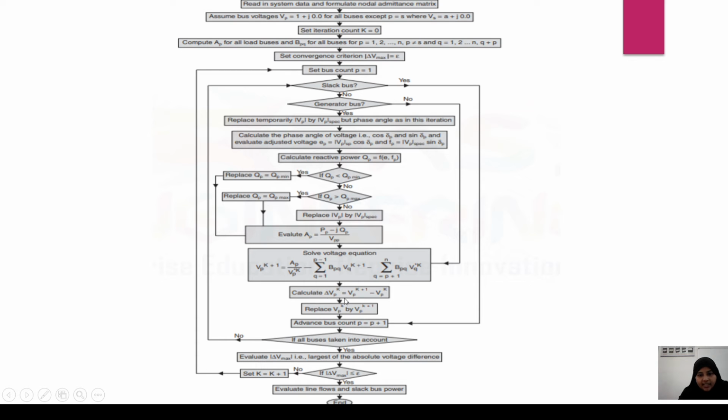Calculate delta Vpk, that is Vpk plus 1 minus Vpk, and replace Vpk by Vpk plus 1. So advance bus count by P is equal to P plus 1. If all the buses are taken into account, yes means go to next step, evaluate mod delta Vmax, that is the largest of the absolute voltage difference. Then if mod of delta Vmax is less than or equal to epsilon, yes means evaluate line flows and slack bus power. No means again set K is equal to K plus 1.